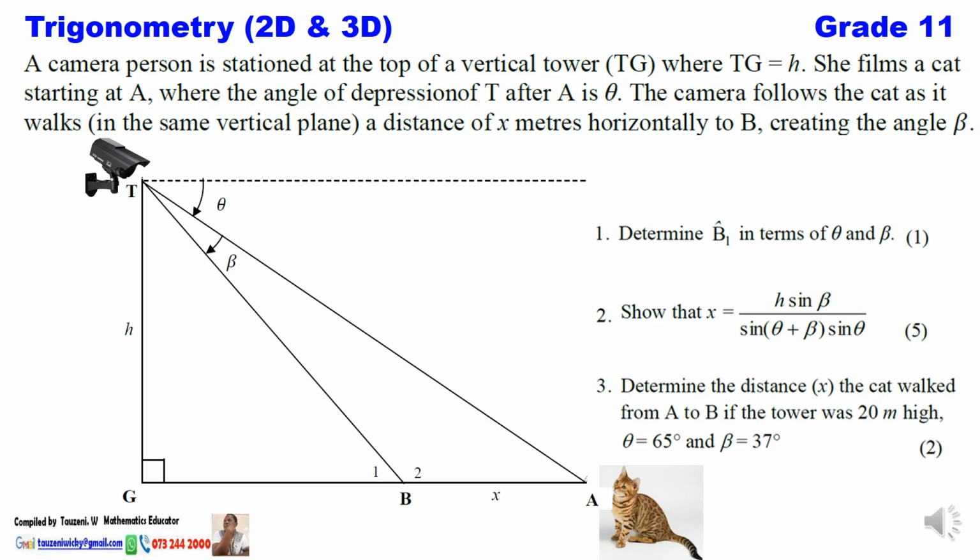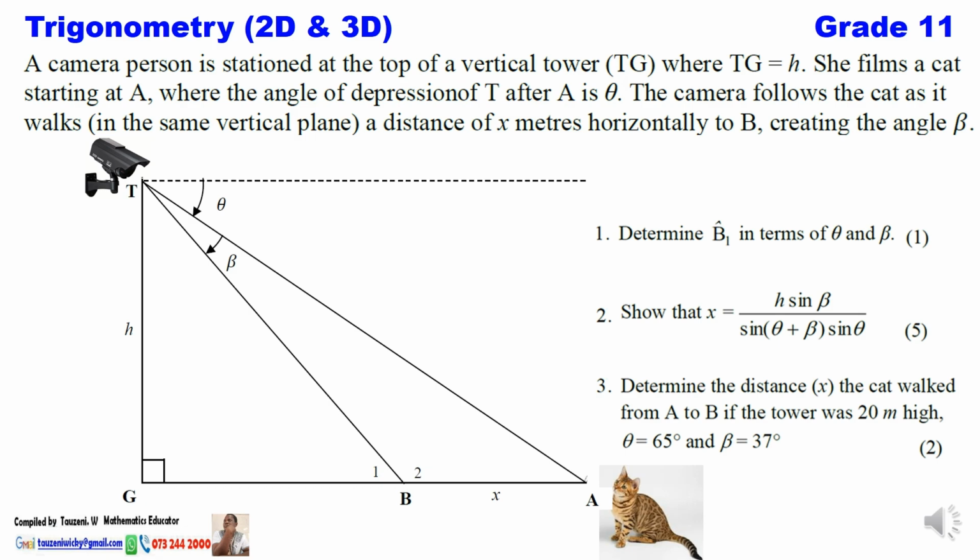And as the camera follows the cat, it created an angle beta, that is indicated in the diagram as the angle of depression. That is the information we have. So for us to be able to answer a question, we must analyze the question, because sometimes you get information which is not shown in the diagram directly, but that information may be there. Now, from this question, we are given the angle of depression.